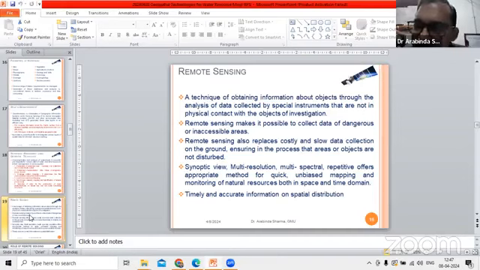And it has another advantage, it has some historic data. Suppose what was the condition of land use, land cover in your Mahendragarh town 50 years back, or say not 50, say 40 years back.